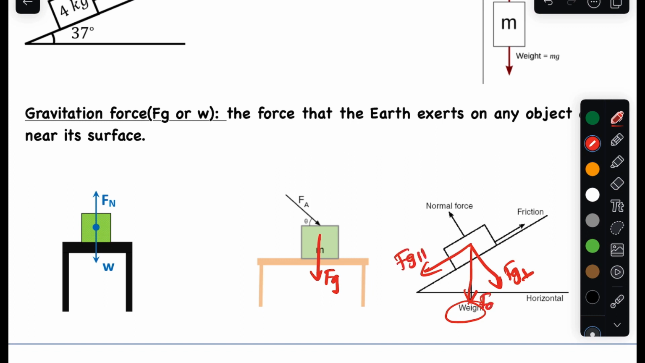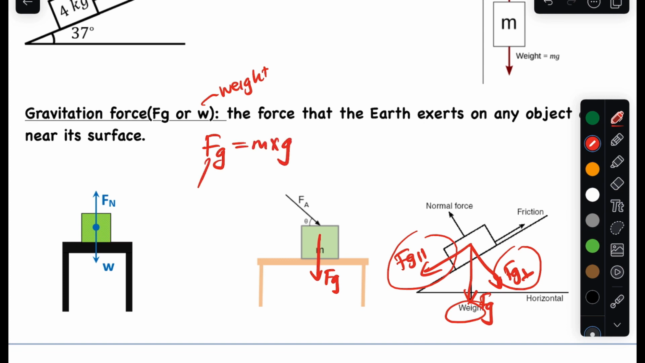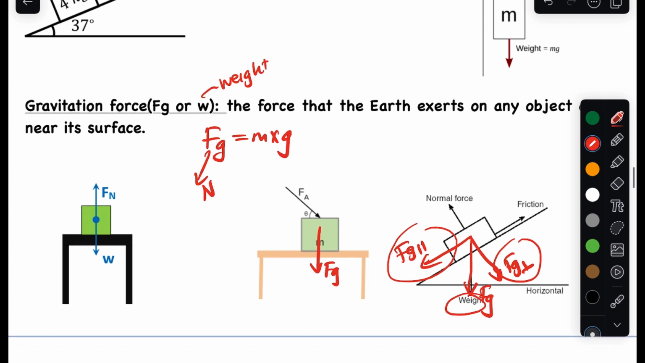So this Fg, which is the weight, guys, when we talk about the Fg, the gravitational force, it's also the weight. And you must be able to distinguish between the weight and the mass, right? So it has two components there, the Fg perpendicular and Fg parallel. And Fg parallel is always down the slope. And the formula for the gravitational force is Fg equals mass times gravitational acceleration, and it's measured in what? In newtons.